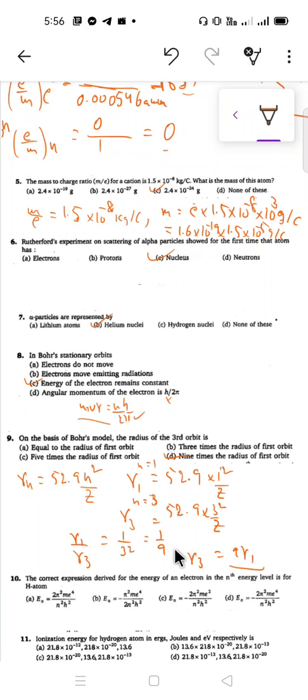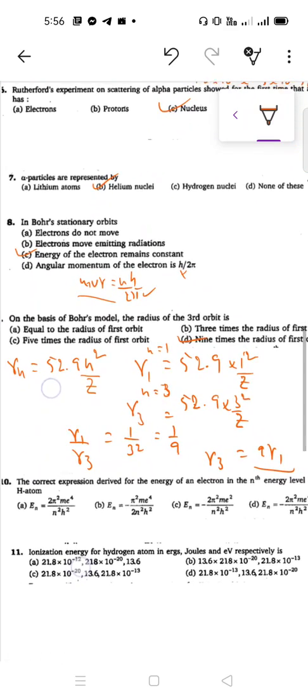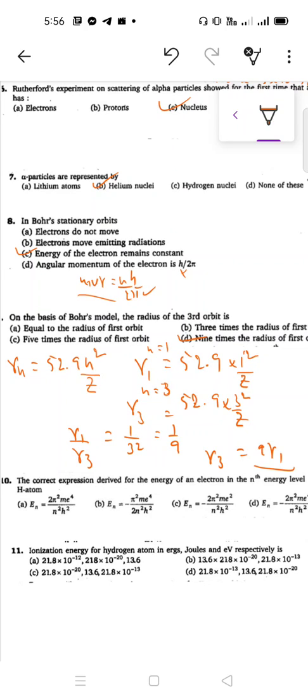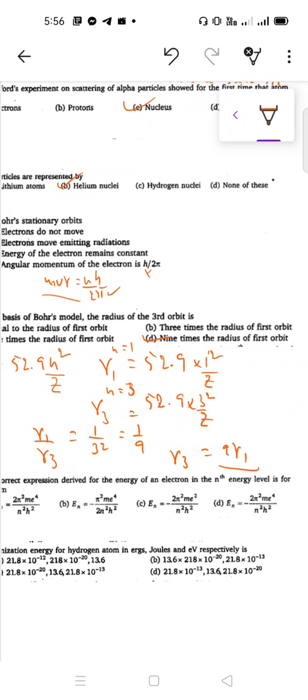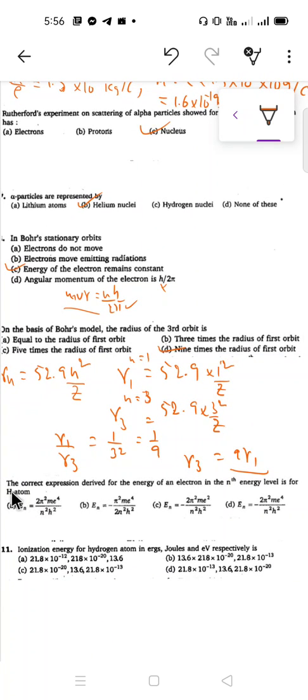Next, the 10th question. The correct expression derived for the energy of an electron in the nth energy level for the hydrogen atom is simply given by this one. This is a fixed concept. For the hydrogen atom it is a fixed equation.